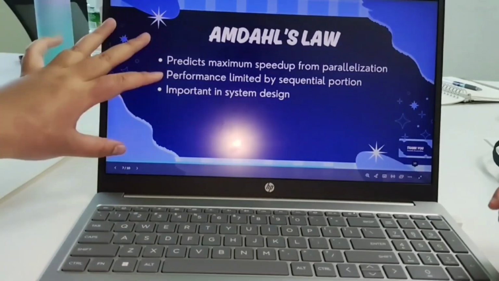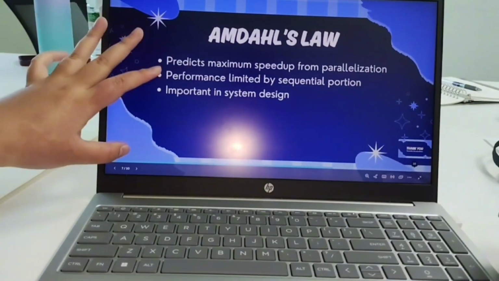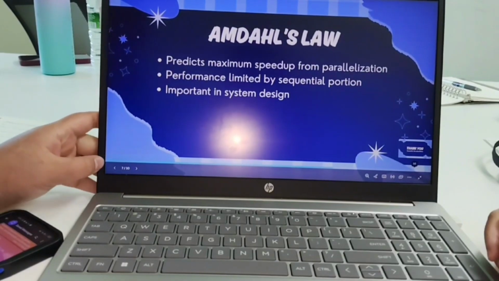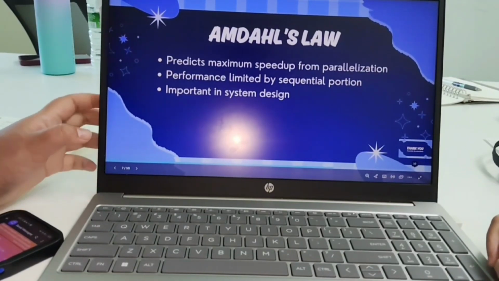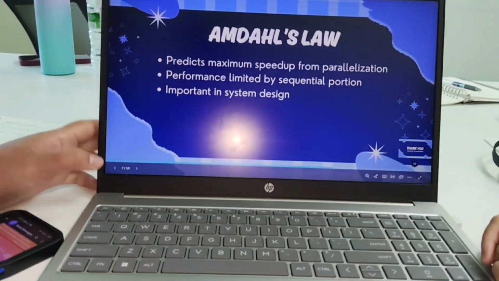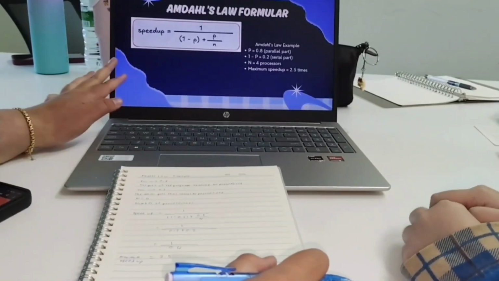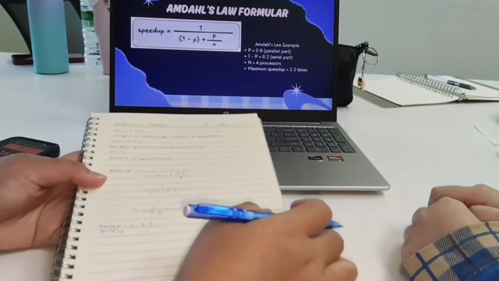Okay. This is the last part in parallel processing, which is Amdahl's law. Amdahl's law is a formula used to predict the maximum speedup of a program when only part of it can be parallelized. The overall performance is limited by the part of the program that must run sequentially. Okay, this is the formula of Amdahl's law. Okay, you can see. Let me show you an example.